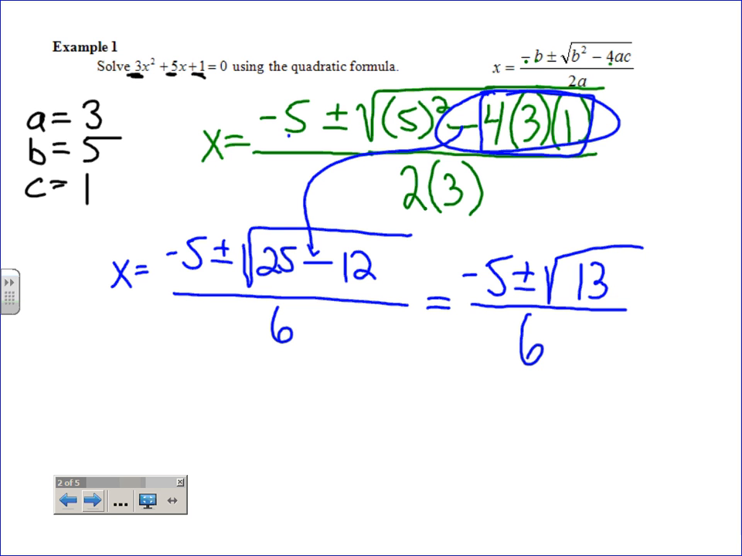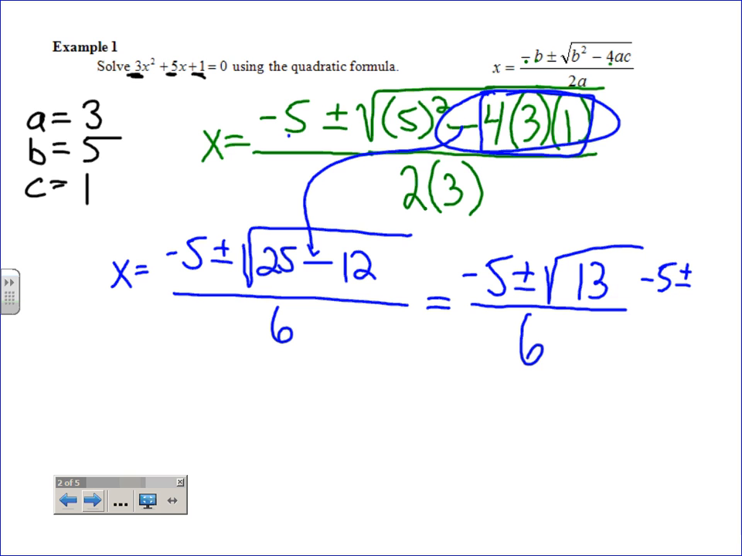And here's where not having a calculator is going to be relatively painful. You're going to have to borrow one from someone. So it's negative 5, because I want you to round to the nearest tenth, plus or minus. So if somebody could tell me the square root of 13, that would be incredibly helpful.